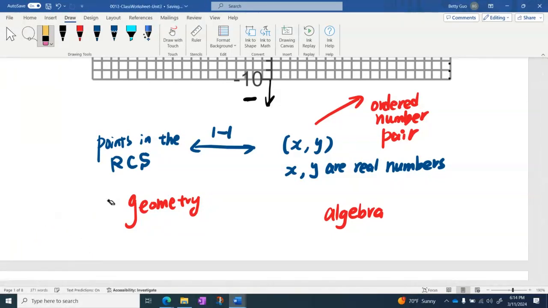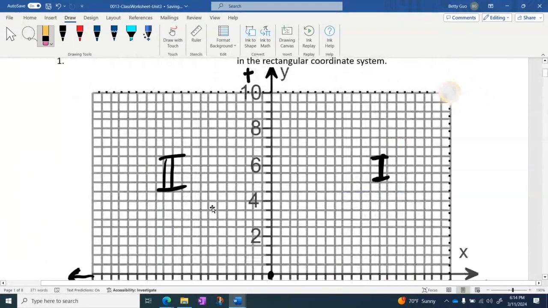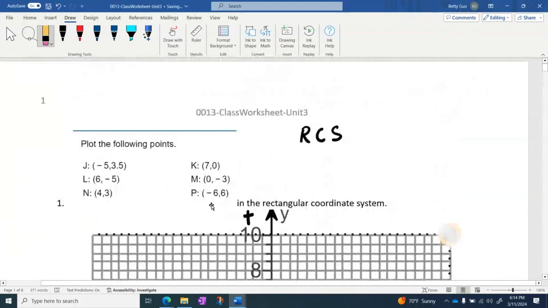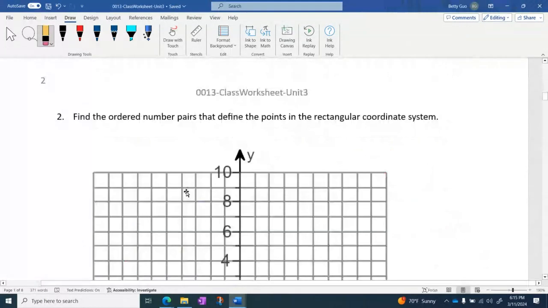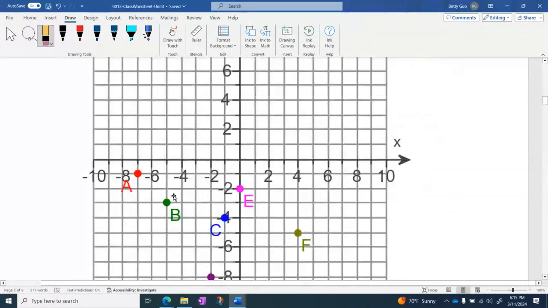So for us, what is important is, if I give you an ordered number pair, for example, the first example here, you know how to plot the point corresponding to that given ordered number pair. And another thing is, if I give you a point in the rectangular coordinate system, you know how to find the corresponding ordered number pair.